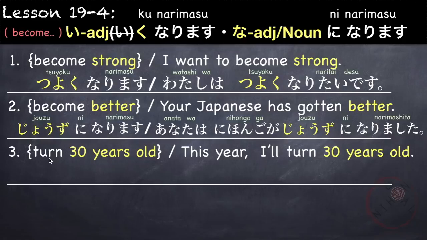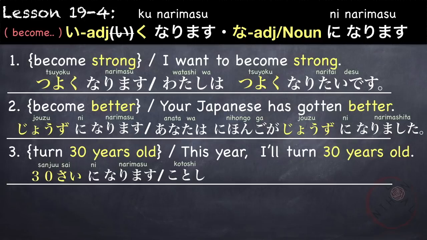So here we say, turn 30 years old. So from 29 years old, you're turning to 30 years old. So, 30歳になります。For example, the sentence is, this year I'll turn 30 years old. 今年30歳になります。So, because this is in the future tense, so will become.